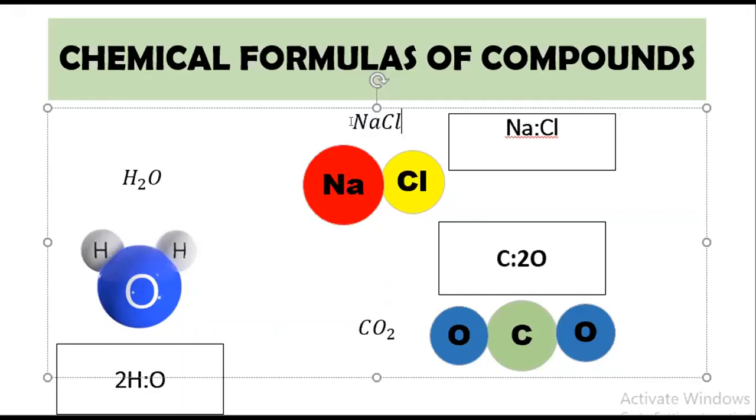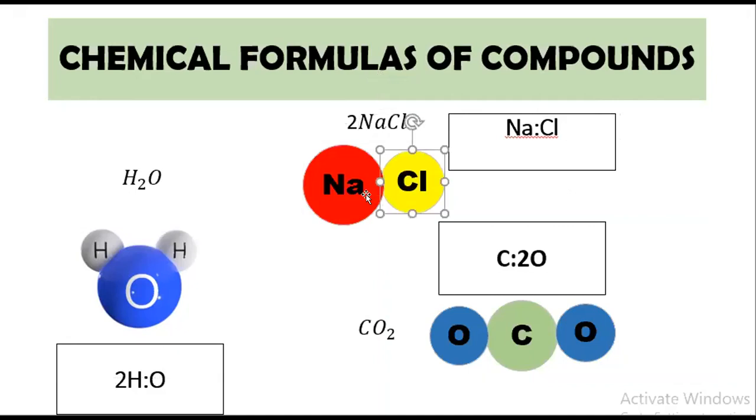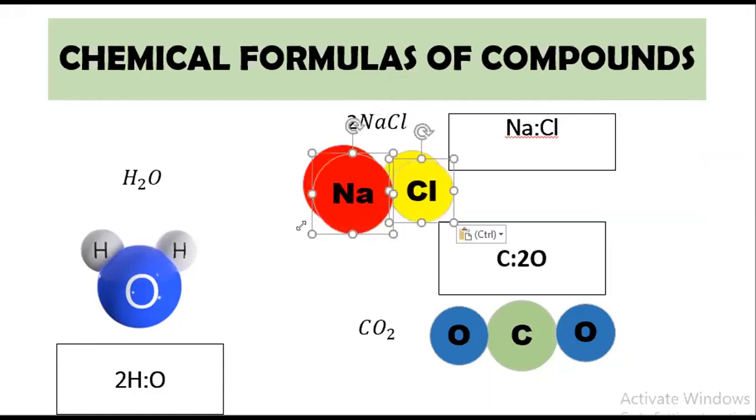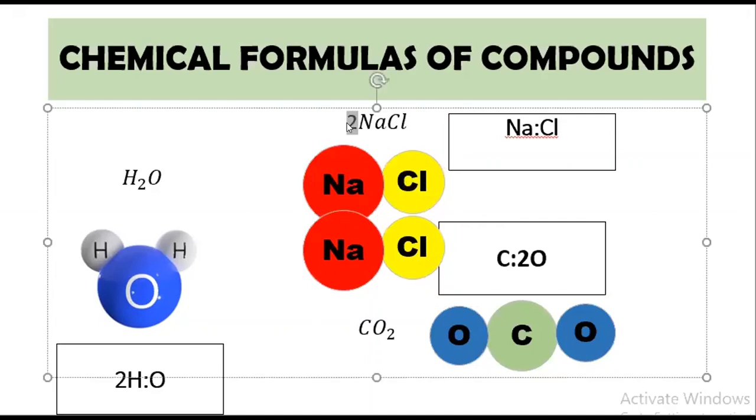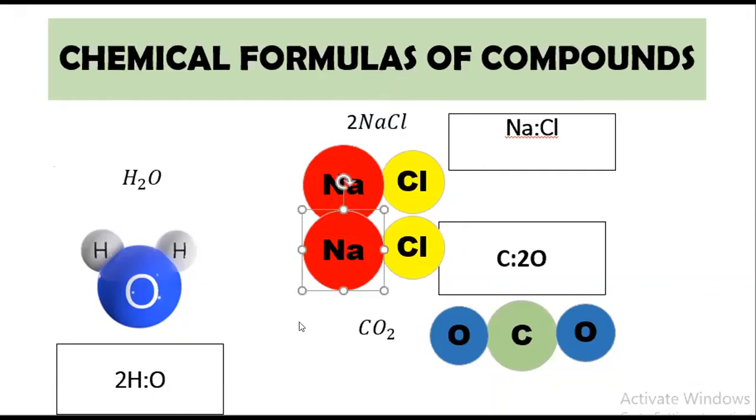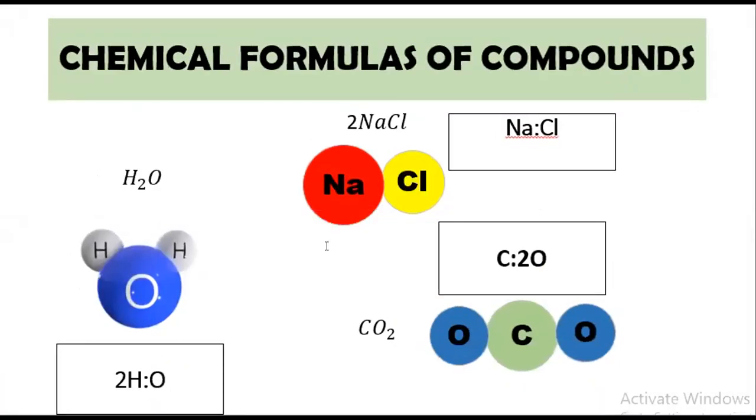But if I had a number that came before NaCl, then this means that I have two molecules of salt. This is how it's going to look in the end. If I decide to put a 2 before the compound name, I'm going to have two molecules of NaCl. Is this making sense so far? I hope this is making sense, guys.